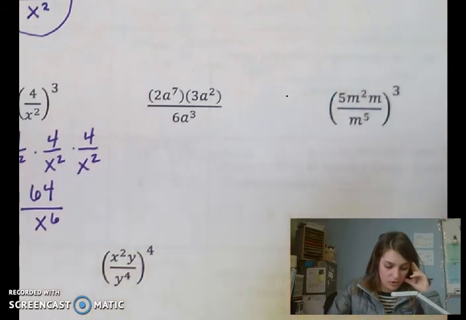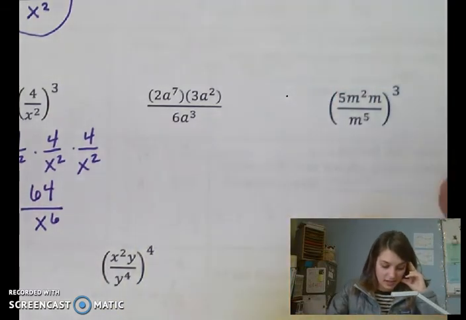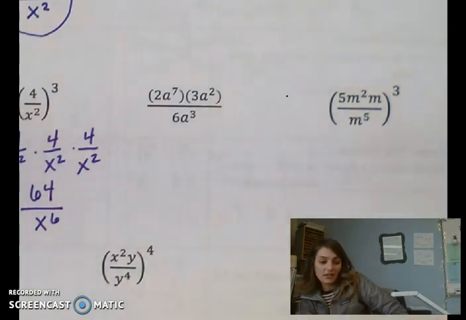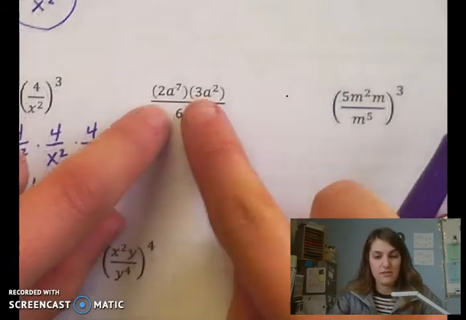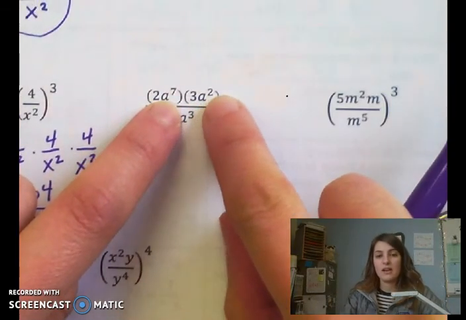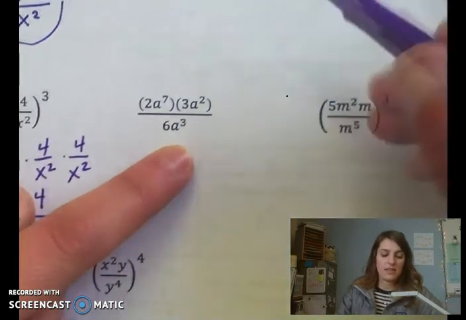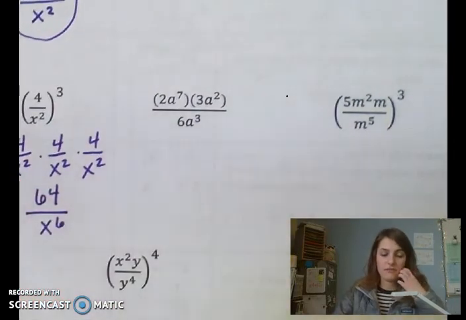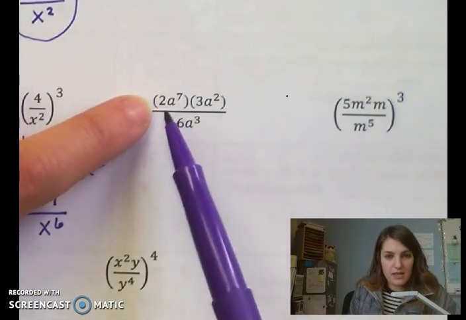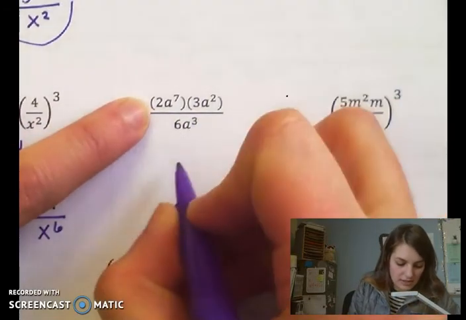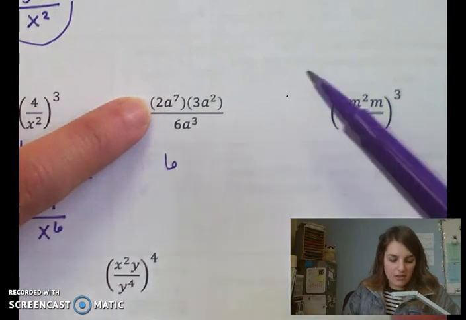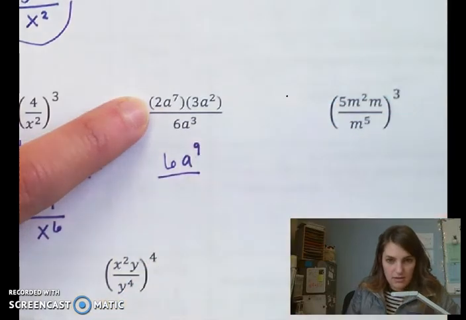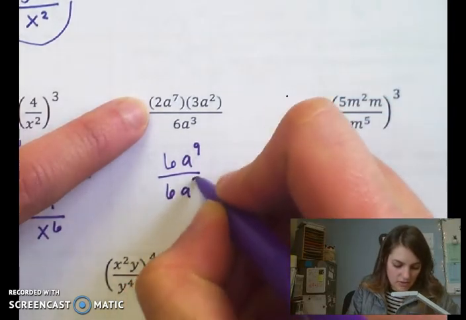Let's do 2 more, and then these others, they're really crazy, but I think you can try them on your own. So 2a to the 7th. Nothing really happening there. Just 3a squared and 6a cubed. So let's simplify the top and then do the division, because we don't want to bite off too much. We might mess it up. So in the top, we just have a 2 times a 3, so that's a 6. And then a to the 7th times a squared is a to the 9th over 6a cubed.